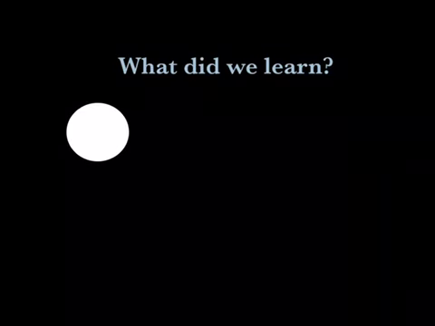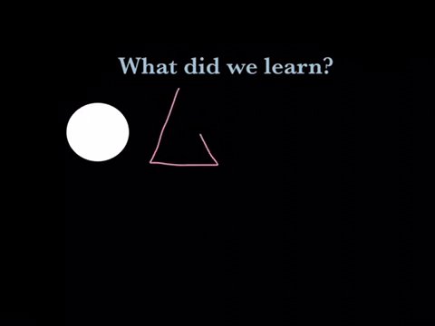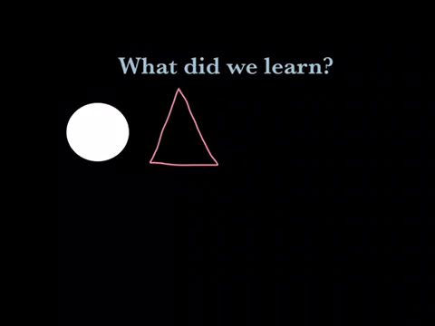Now it's time to reflect back on what we learned today. The first shape that we learned today was the circle. We learned that the circle had no corners and one continuous curved edge. The next shape that we learned had 3 sides and 3 corners, and this is called the triangle. We then learned the 4 different types of triangles.